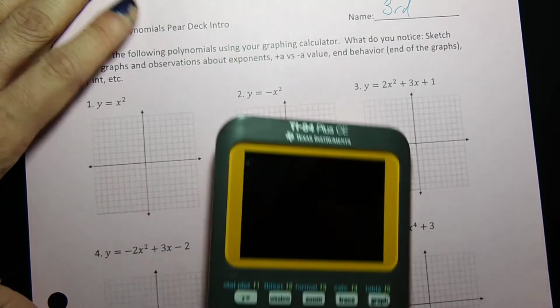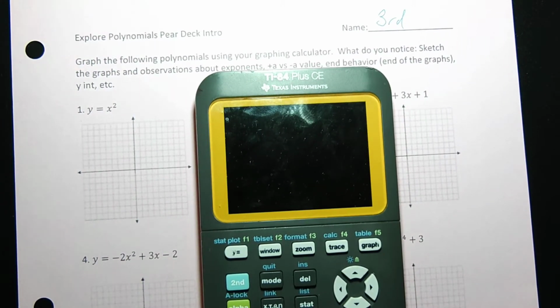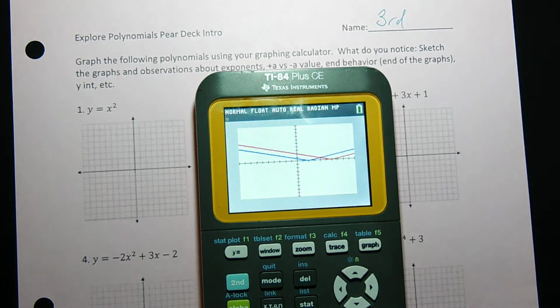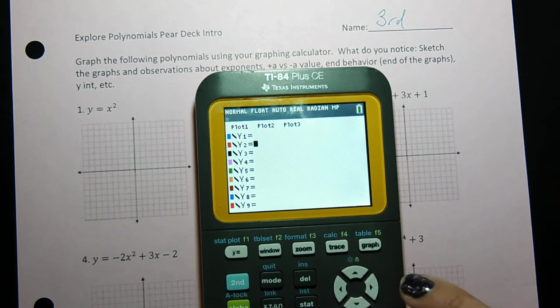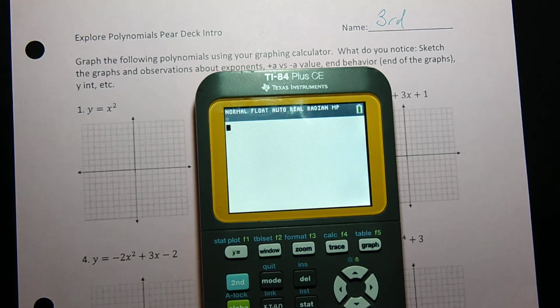So we've never used our calculator for graphing before, so I'm going to just give you a rundown of the basics and how to find certain tools for your graph. Mainly for graphing, you're going to rely on the top row of buttons on your calculator. I've already got some stuff in there. Let's clear that out.